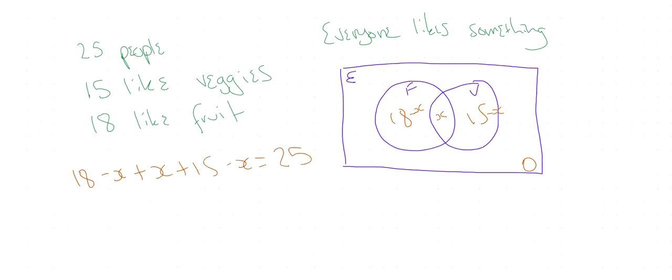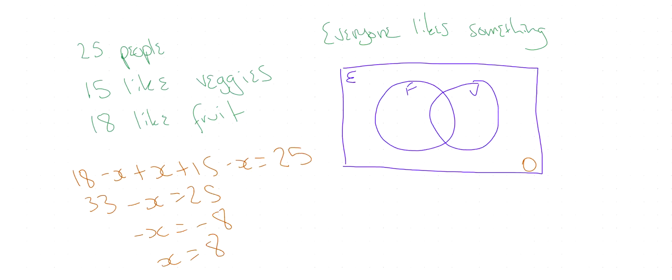So then I've got 18 plus 15, which is 33. Negative X plus X is nothing. Minus X is 25. So negative X is negative 8. So X is 8. So what that means is that I'm going to rub this out so I can put in the right numbers.